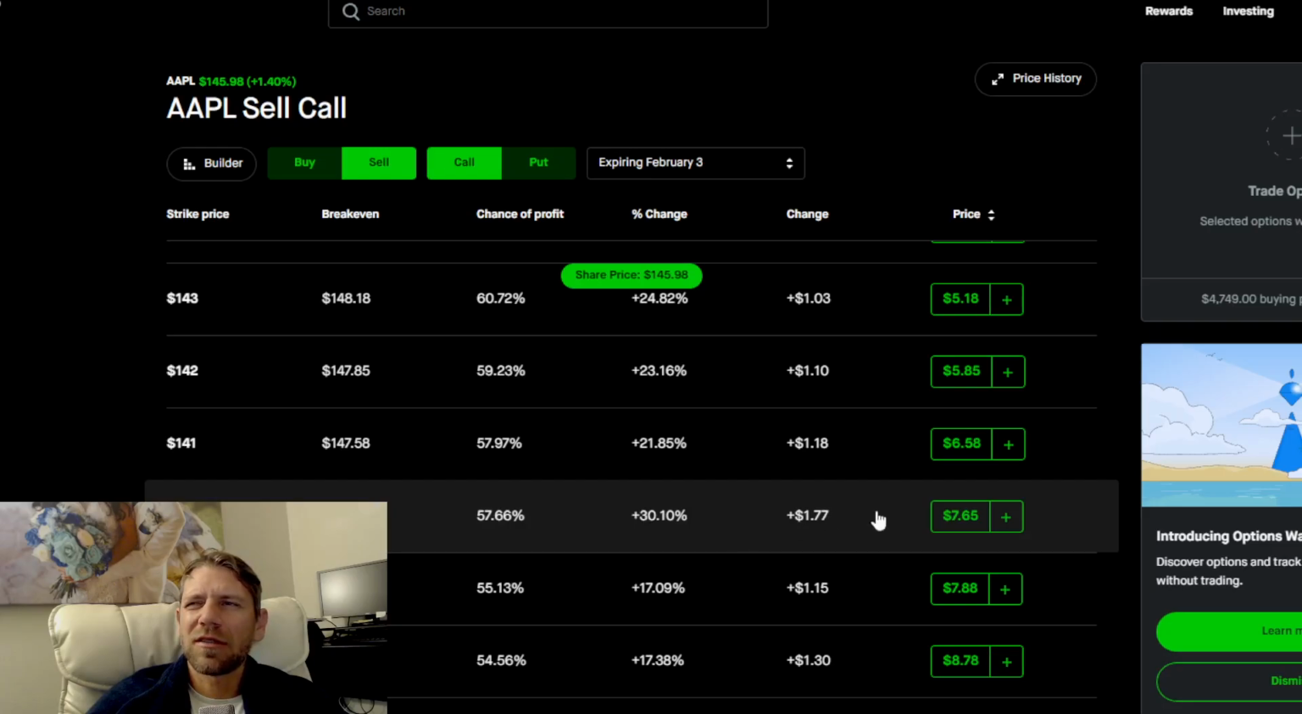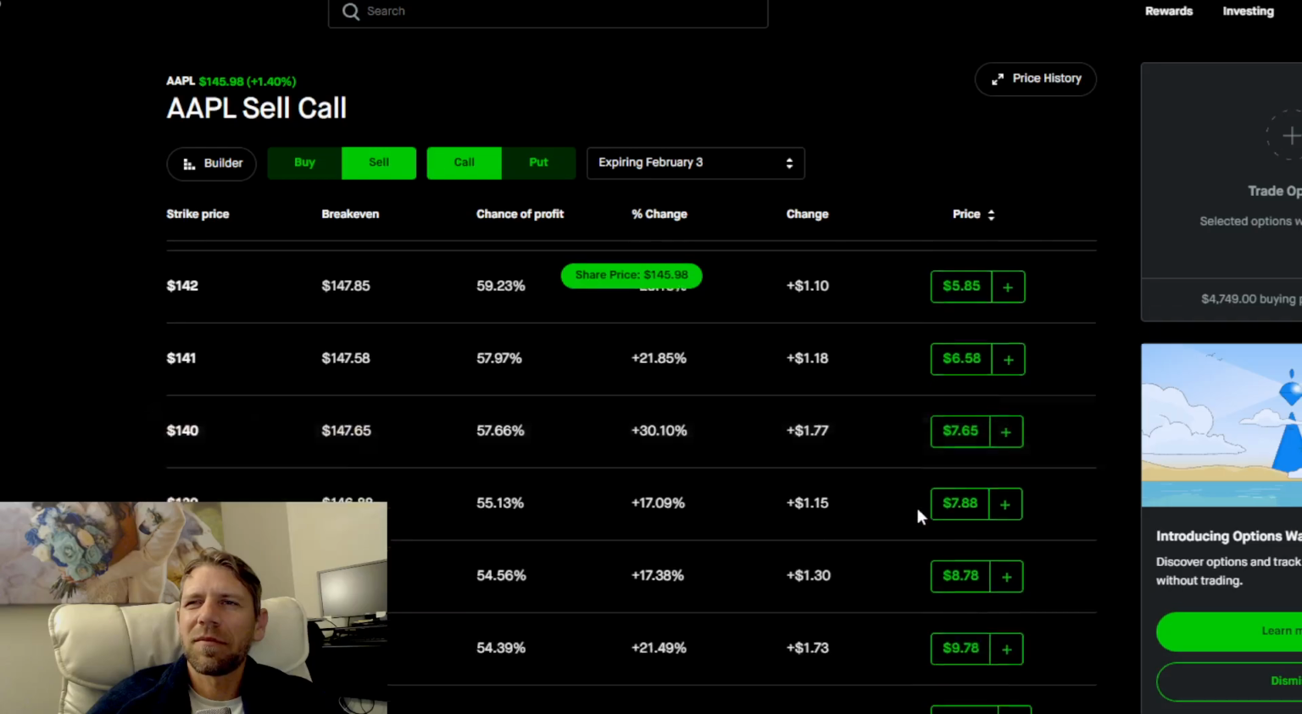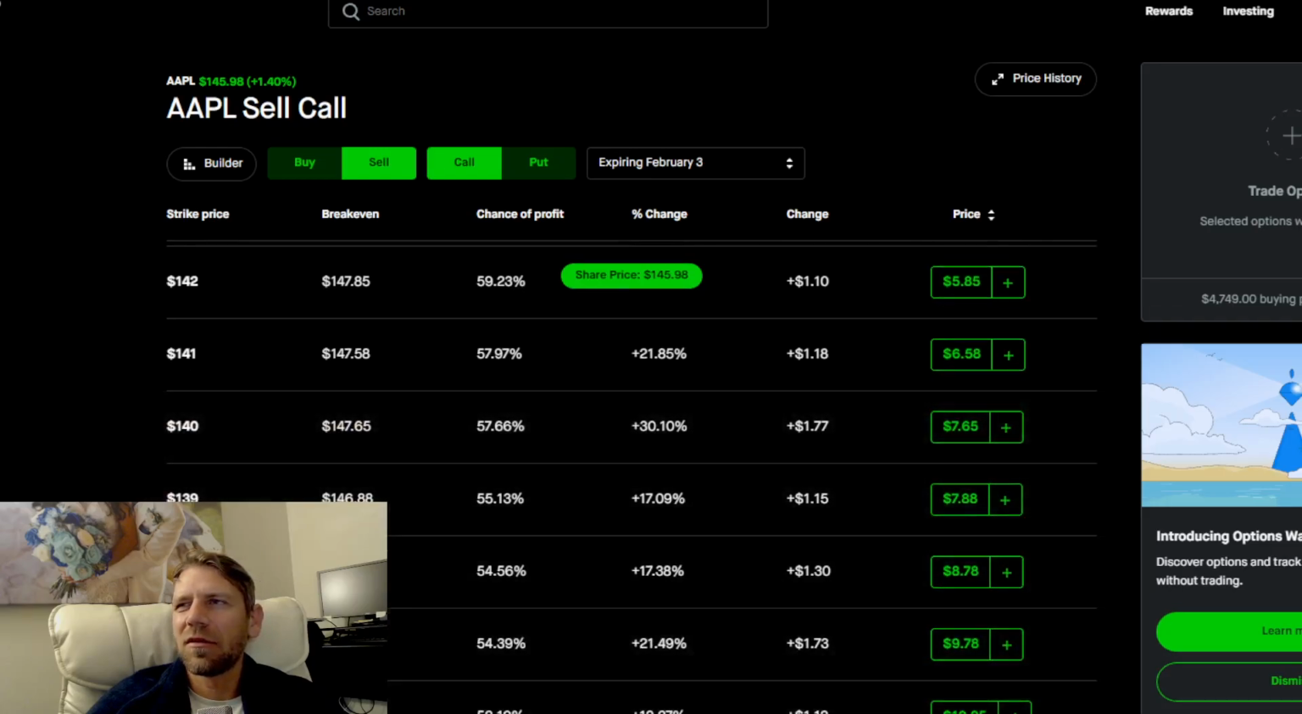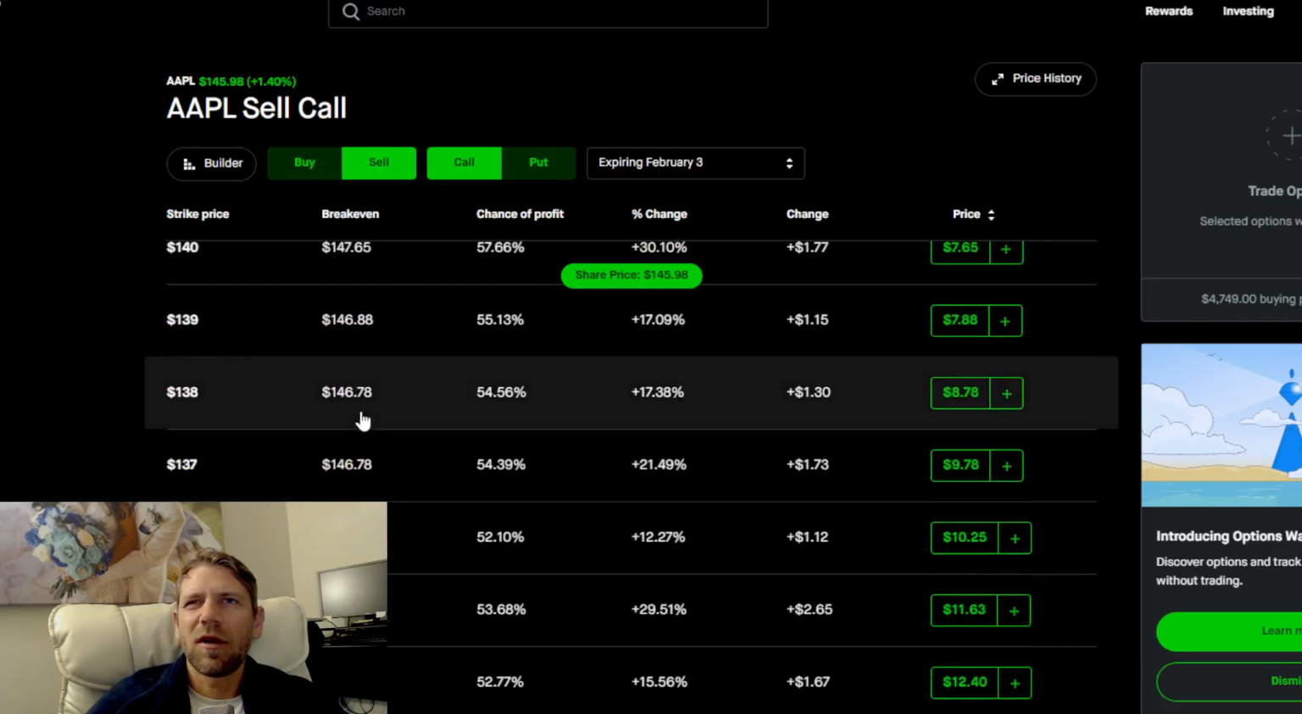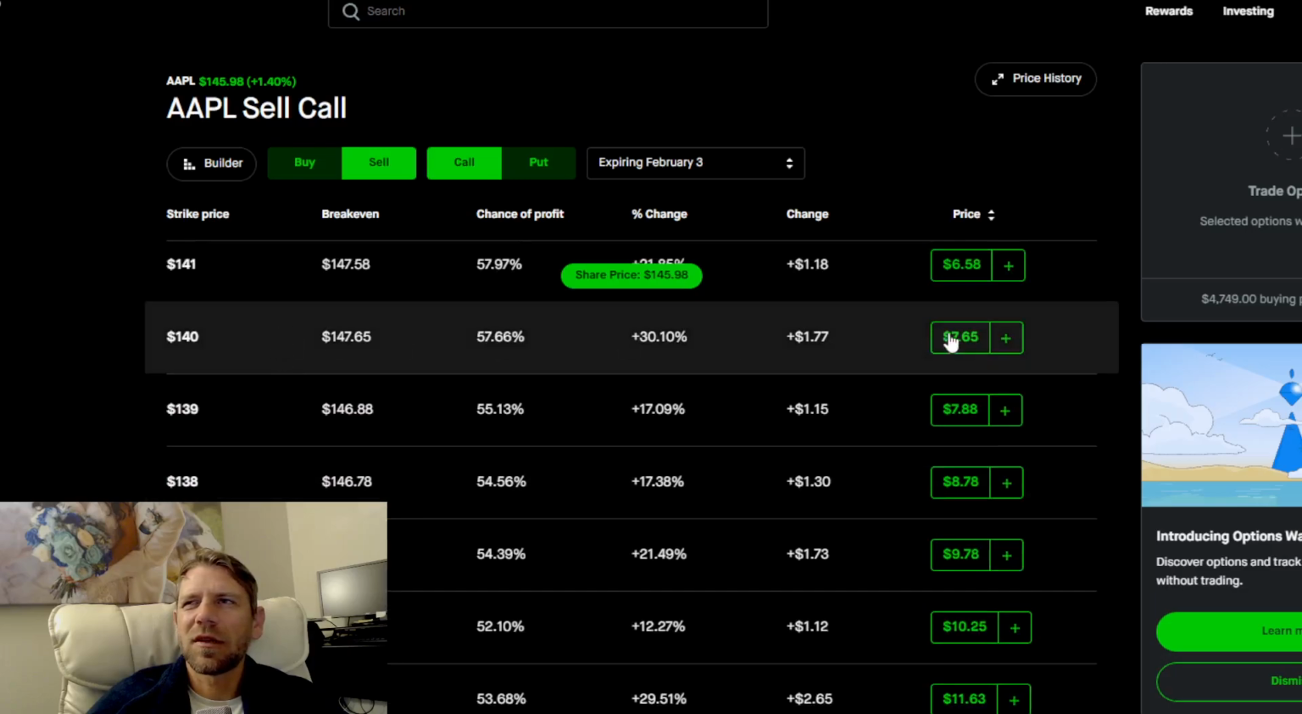You see how it works? So the total amount I'm going to get is $765 if I decide to get that 140 option. Okay, $765. Now, what would have to happen here? What are the different scenarios that can happen by February 3rd?